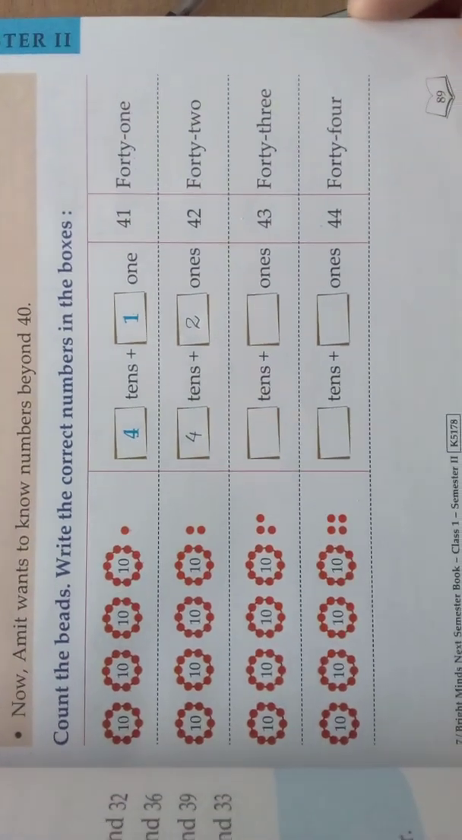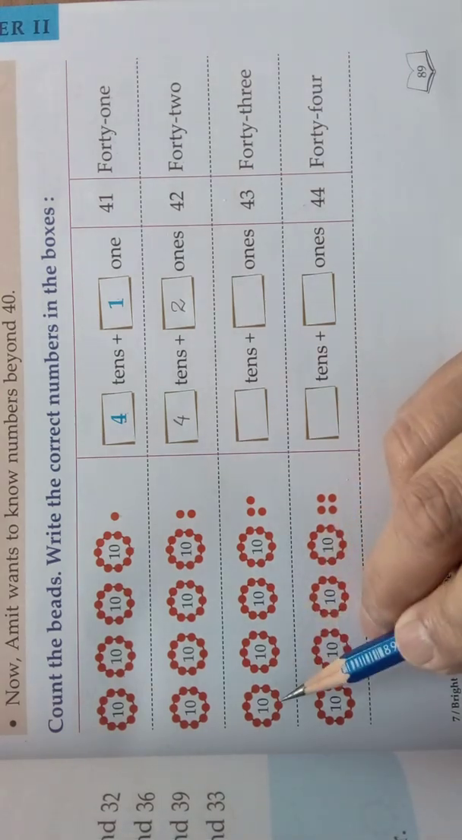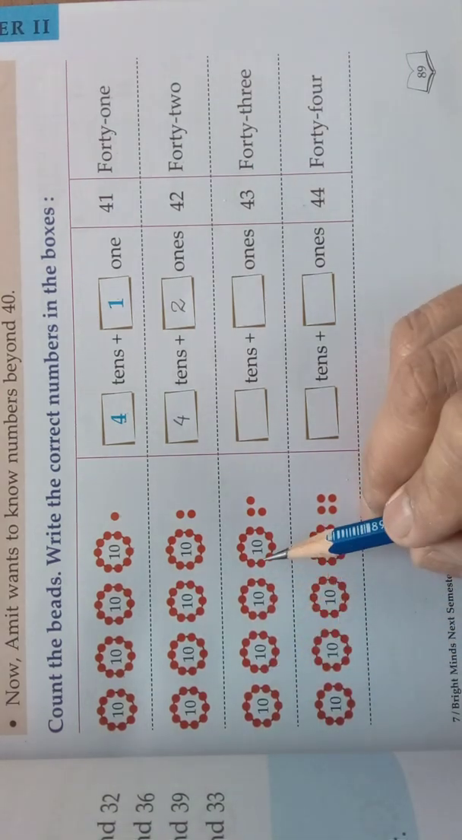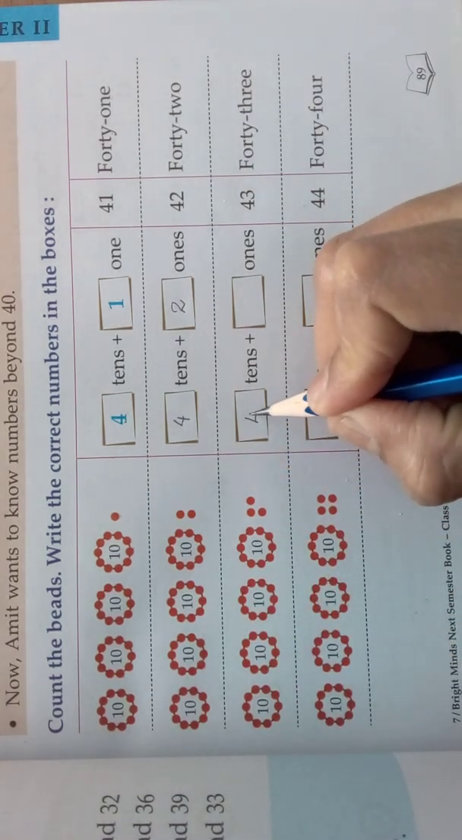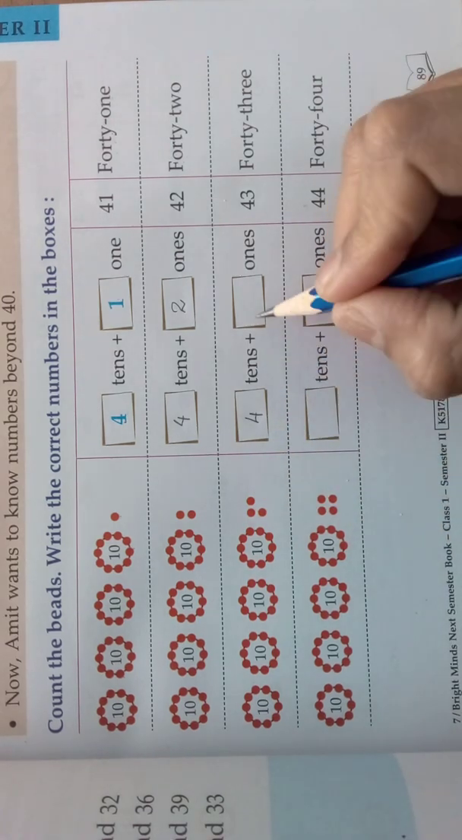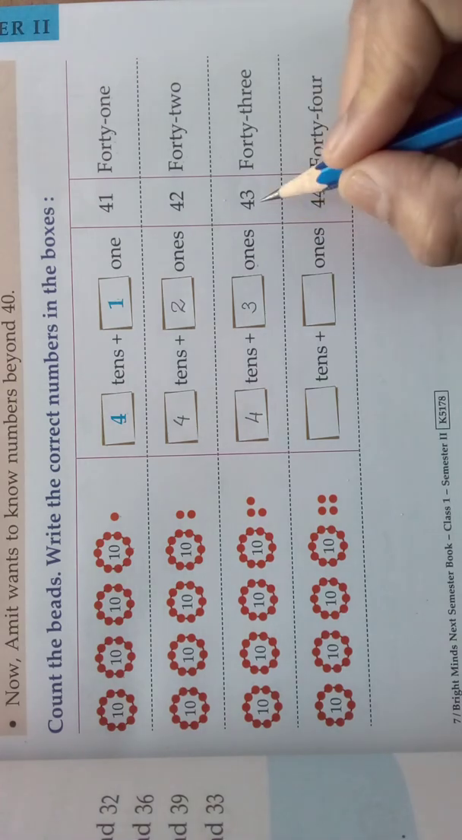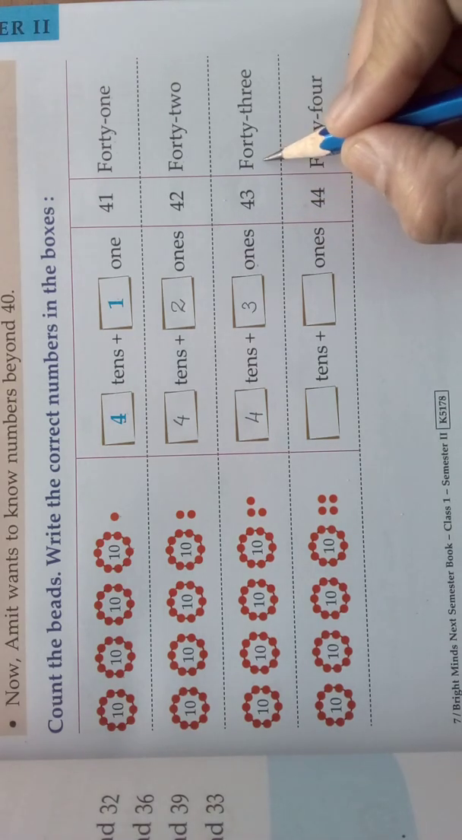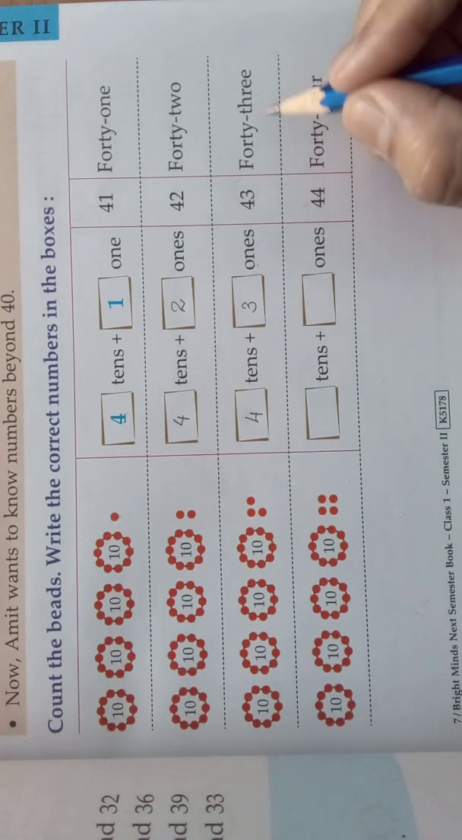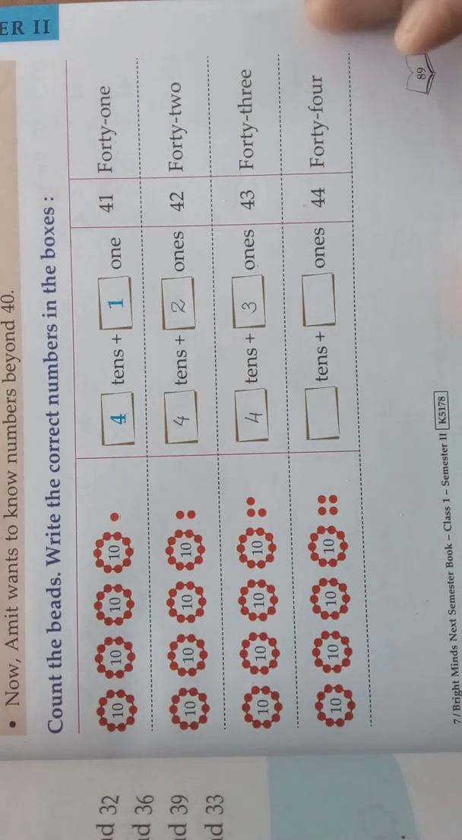Come, we will see the next one, 43. See how many tens are there? 4 tens. How many ones are there? 3 ones. So 4 tens plus 3 ones makes 43. Understood children? So how many tens and how many ones makes 43? 4 tens and 3 ones makes 43.